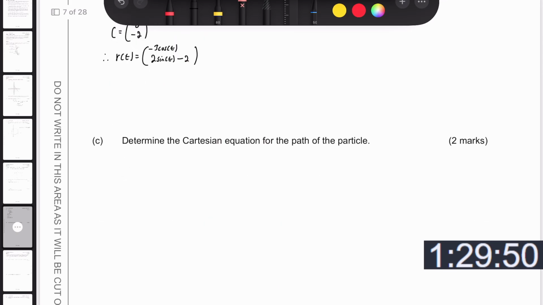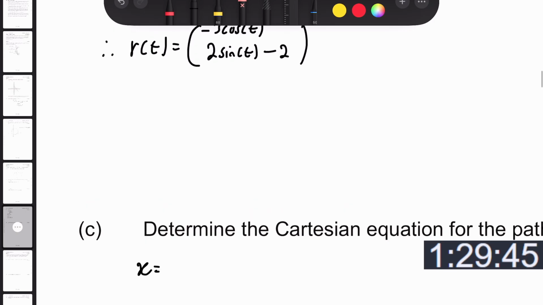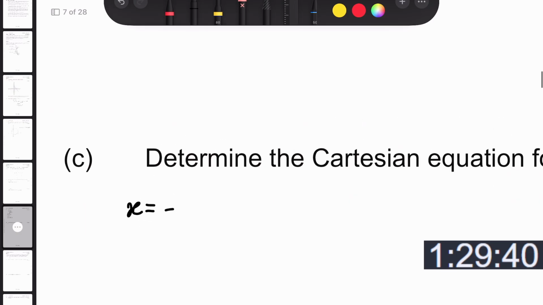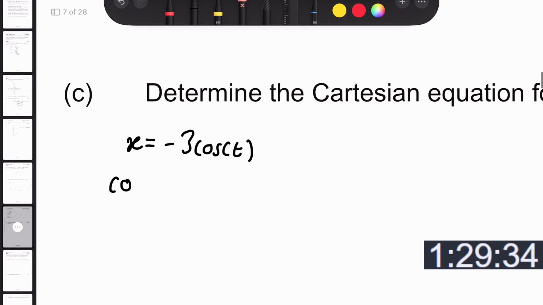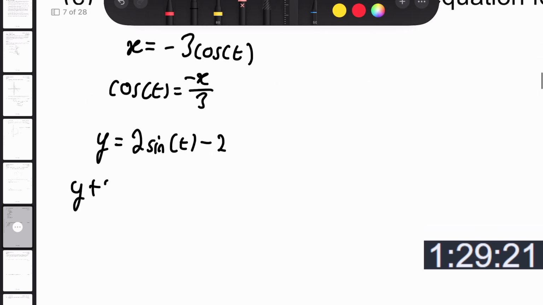Determine the Cartesian equation for the path of the particle. Okay, so this is just going to be the Pythagorean identity. So x is equal to negative 3 cosine of t. We have that cosine of t is going to be equal to negative x on 3. And since y is equal to 2 sine of t minus 2, we have that (y plus 2) all over 2 is going to equal sine of t. So I'm just going to say that's y over 2 plus 1.